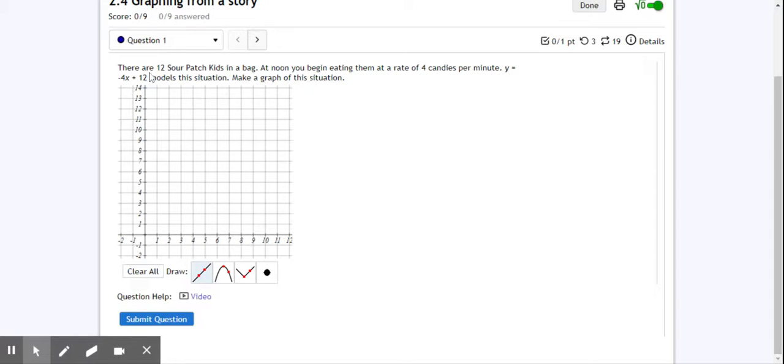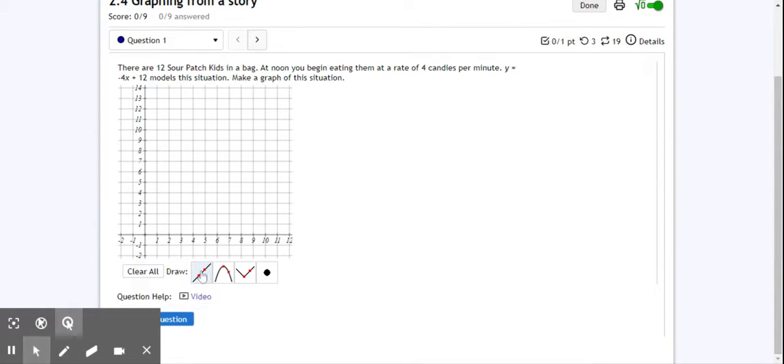Let's look at the first one. There are 12 Sour Patch Kids in a bag. At noon, you begin eating them at a rate of 4 candies per minute. They're so nice, they give you the equation right here in the problem, so we already know what we're doing. This says we're starting at 12.